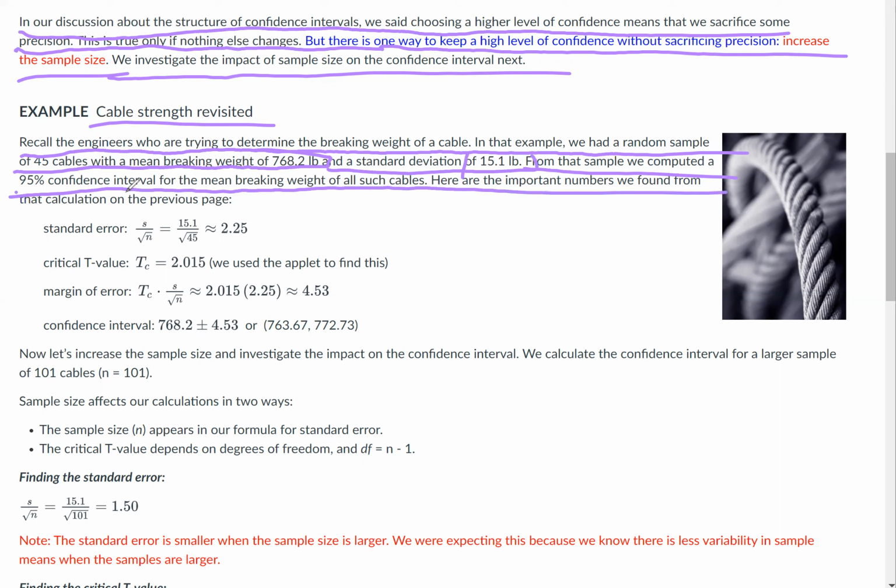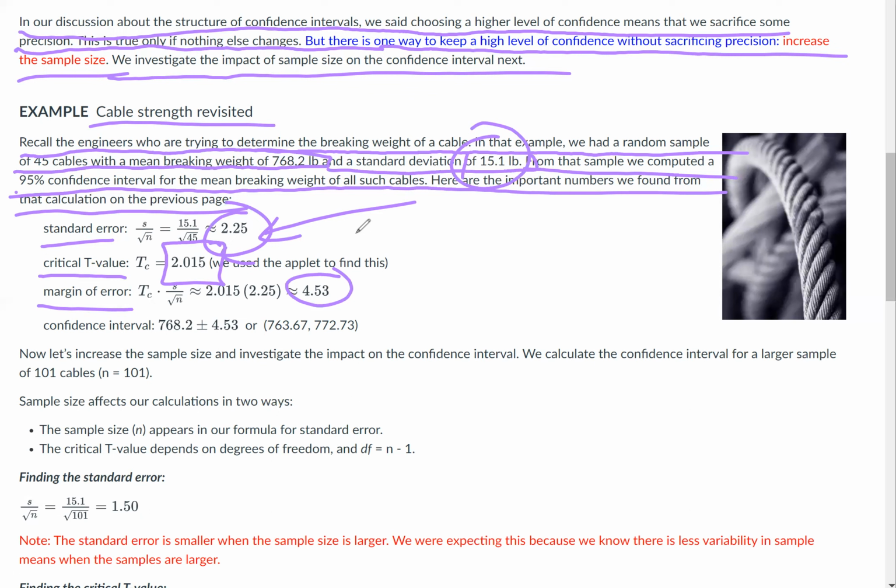Here are the important numbers we found from that calculation on the previous page. First, we found the standard error, that was S over the square root of n. S was 15.1, which was given, and n was 45, so the square root of 45, if you divide those, you get 2.25. The critical t value, t sub c, we found using the applet, 2.015. The margin of error is those two numbers multiplied, the standard error times the critical t value. If you multiply those, you get about 4.53.